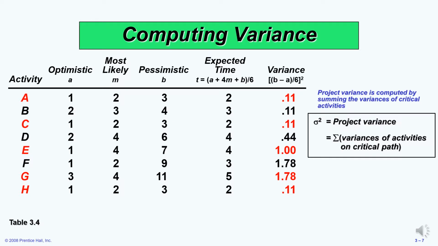It is interesting to note now that a project variance is computed by adding up or summing the variances of all the activities that are on the critical path. Let us assume for this slide that the critical path would be A, C, E, G, F. So we are assuming that the critical path of this project is A, C, E, G, F, which is shown in red. So the variance for each of those activities that are on the critical path are also highlighted in red. In order for us to compute this project's variance, all we need to do is sum or add up the individual variances of each activity that forms the critical path.